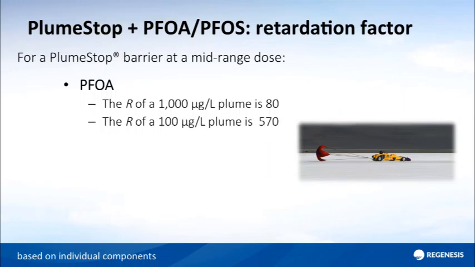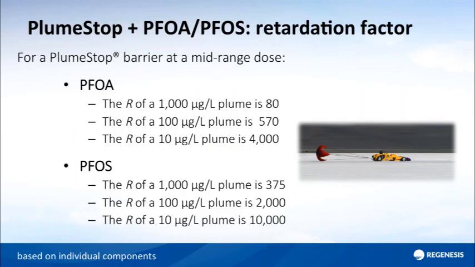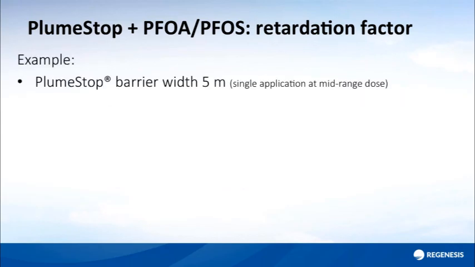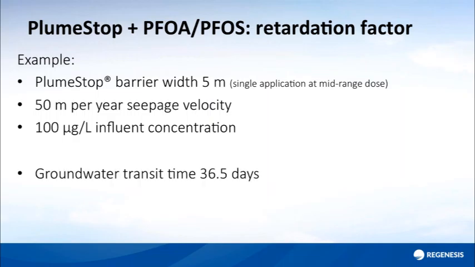So what this would mean then is, with a mid-range dose of PlumeStop, a 5-meter wide barrier, 50 meter per year seepage velocity, and 100 micrograms per litre of PFOS species coming in, groundwater transit time would be something like 36, 37 days. The PFOA transit time based on a single component is going to be something like 57 years. PFOS transit time is something like 200 years. These are indications based on individual components. There will be mixture impacts, and of course some perfluorinated compounds are retarded to lesser extents, some to greater extents.